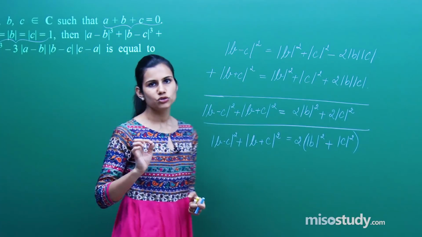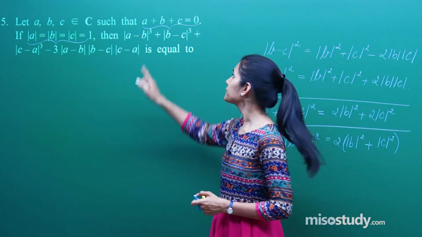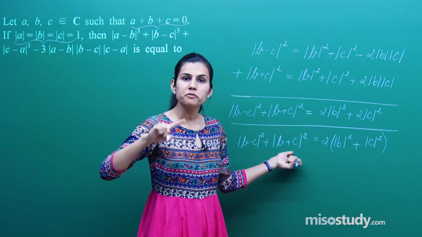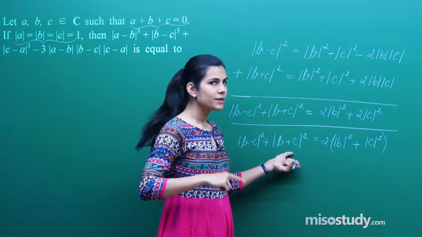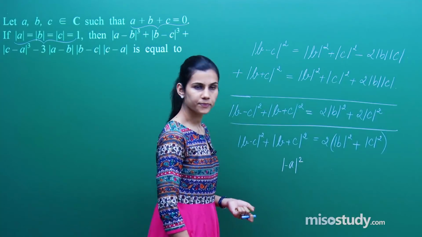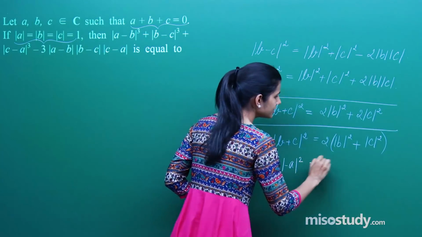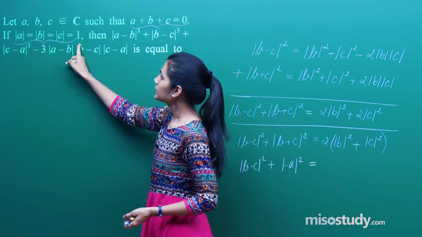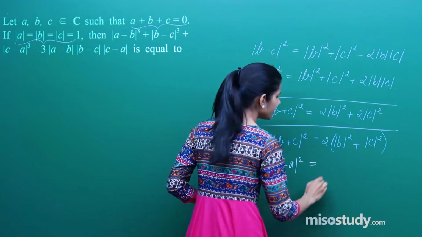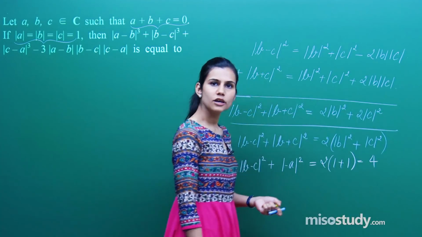Now please go back to what is given to you. You are given that A plus B plus C is 0, which gives me that B plus C is equal to minus A. If B plus C is equal to minus A, mod of B plus C is mod of minus A, and mod of B plus C whole square is mod of minus A whole square. This is as it is. And what is mod B? Mod B is 1, so mod B square is also 1. Mod C is 1, so mod C square is also 1. So over here you get twice of 1 plus 1, which gives you 2 into 2, that is 4.